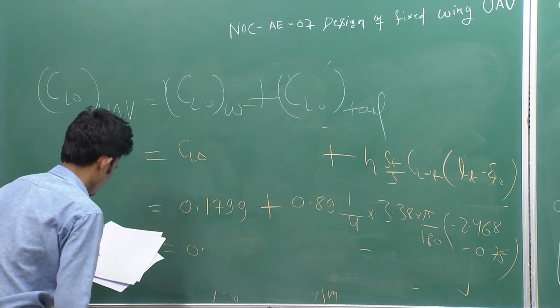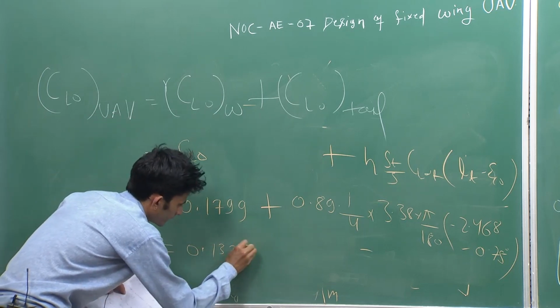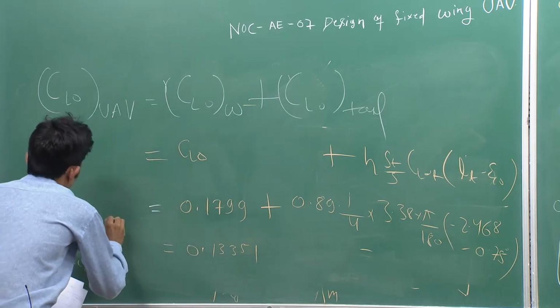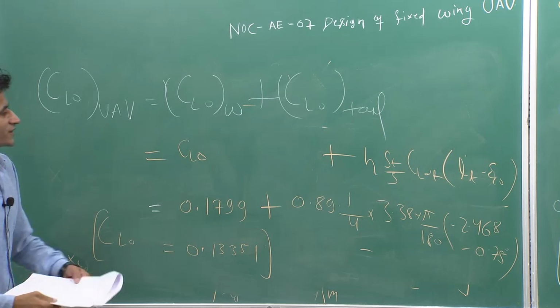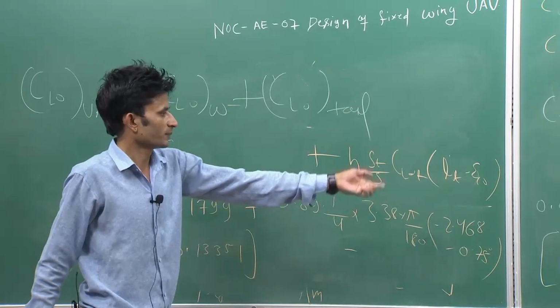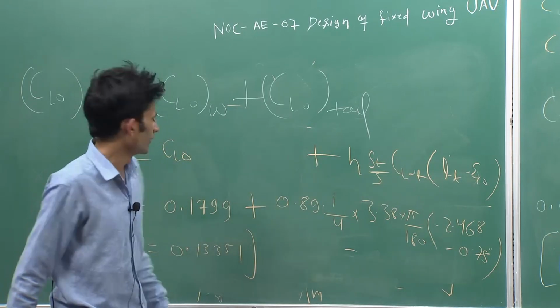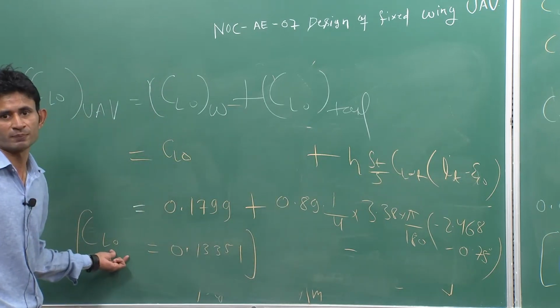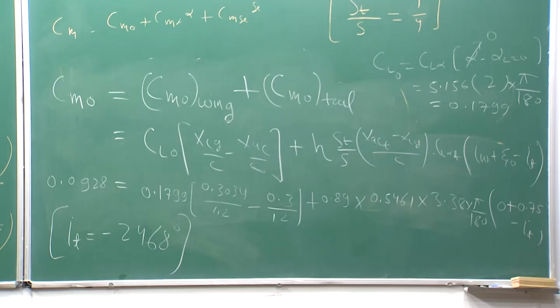CL naught of the complete UAV is 0.13351. So you can make the observation that, when you add the tail, then CL alpha of the complete UAV will be more than the CL alpha of the wing alone, but CL naught of the complete UAV is less than the CL naught of the wing alone.